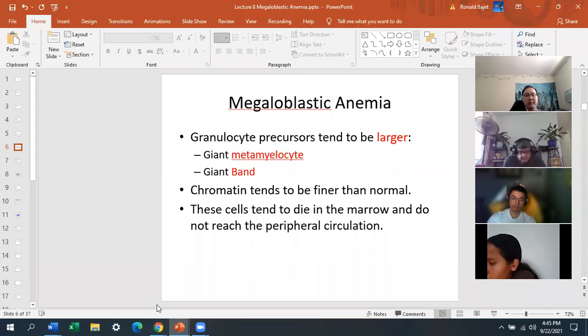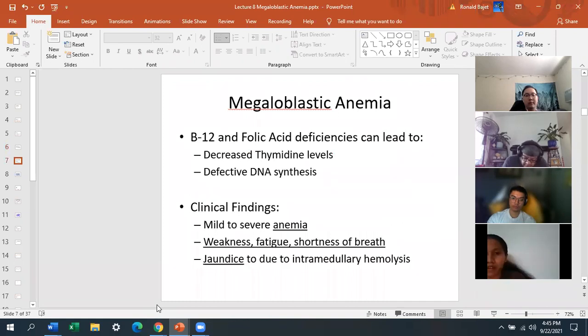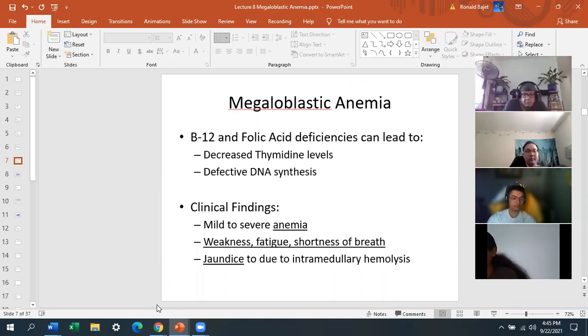So the cells are larger, metamyelocyte and band. B12 and folic acid deficiencies can lead to decreased thymidine levels and defective DNA synthesis. Clinical findings of B12 folate deficiency: mild to severe anemia.